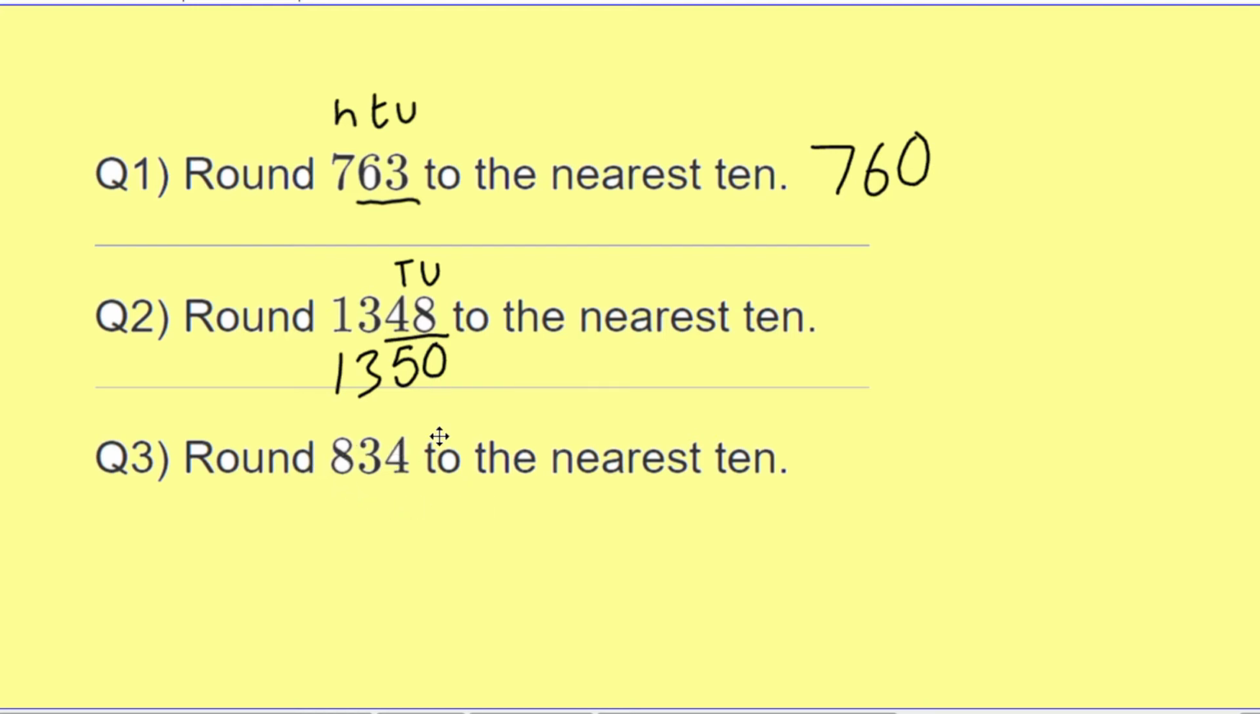834 to the nearest 10. So we're looking at the tens and units. Again, 34. It rounds down to 30. It's closer to 30 than it is to 40. So it rounds down to 30. That becomes 30, and the 8 stays the same. So 834 rounds down to 830.